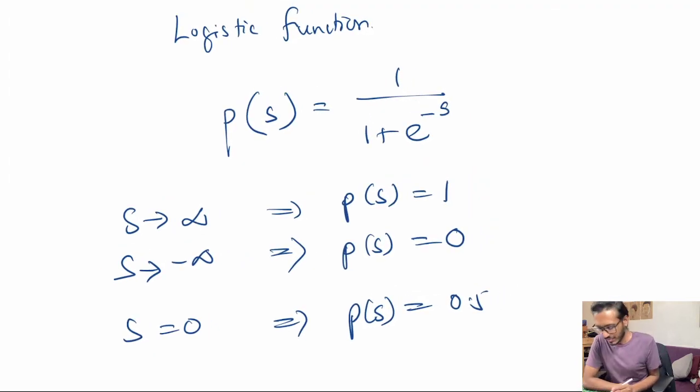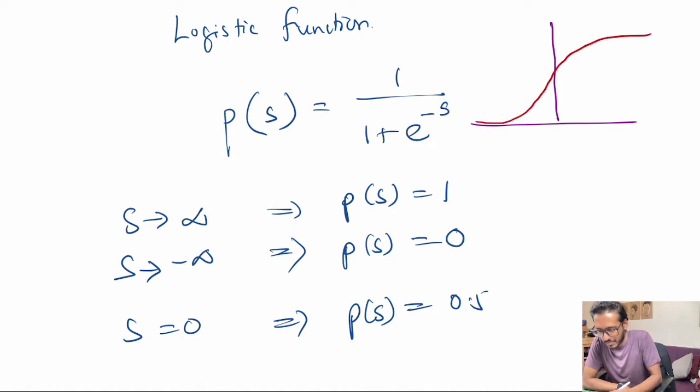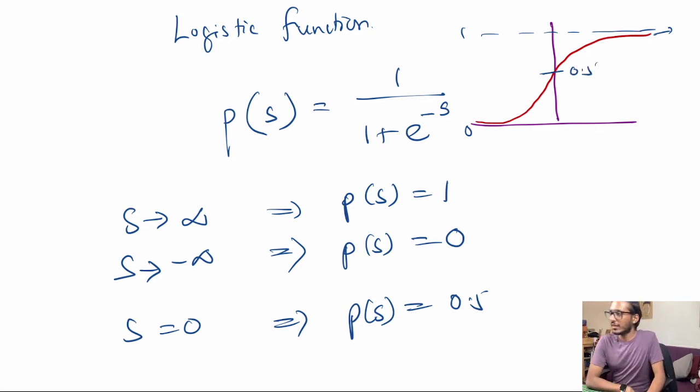So we can see that with the logistic function we have something like this, where it is 1 here. As this goes to infinity, this approaches 1. Same here, when it goes to minus infinity, it approaches 0, and in the middle we have 0.5, right?